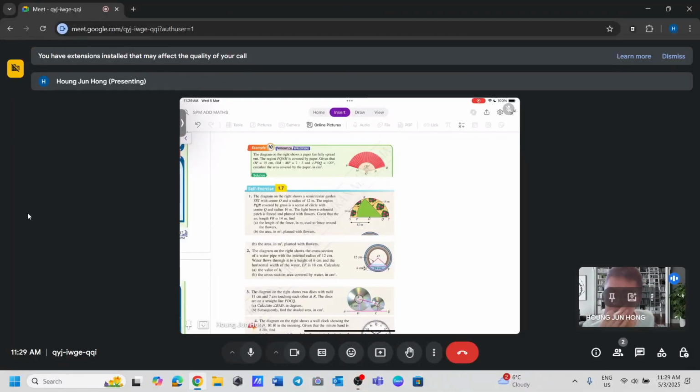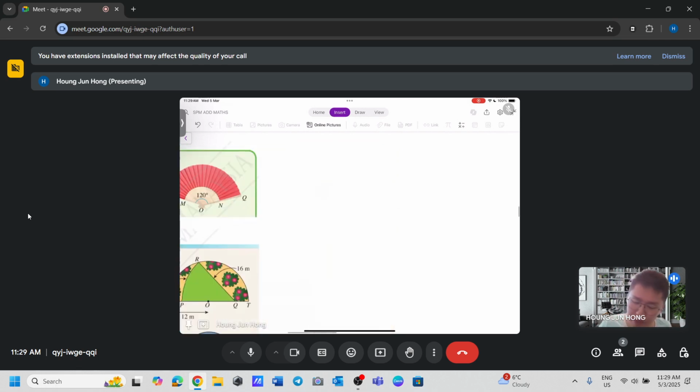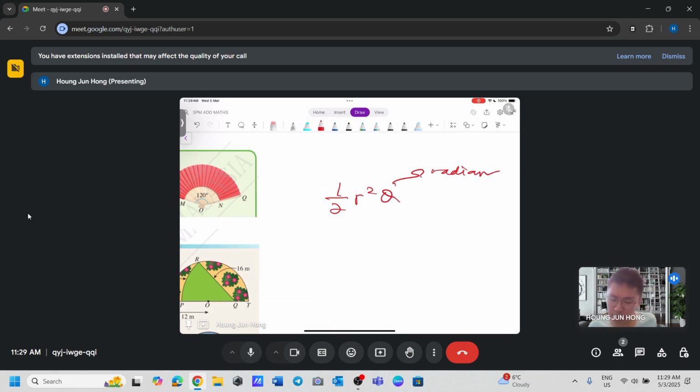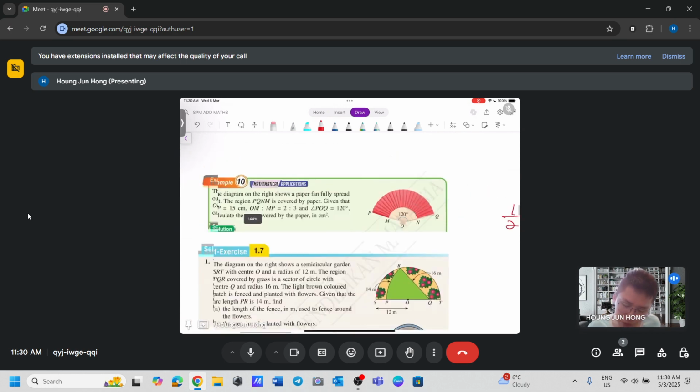All right, so over here we're just going to look into some more questions of circular measure which concern the topic of sector area. Again, remember the area is half r squared theta. And always remember theta is always in radians. Okay, cool. So let's go through the first question together.